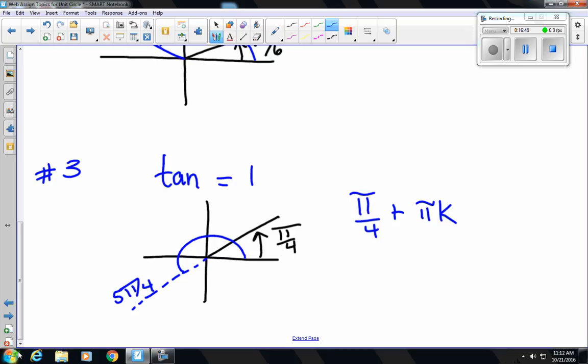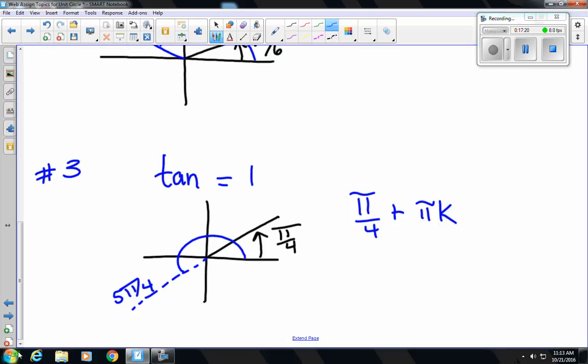One time. I want you to go 180. If k is 2, what have I done? What is pi times 2? 2 pi, which puts me back here. If it's 3, it puts me here. Even rotations would be all the way around. Odd rotations would be 180 degrees.